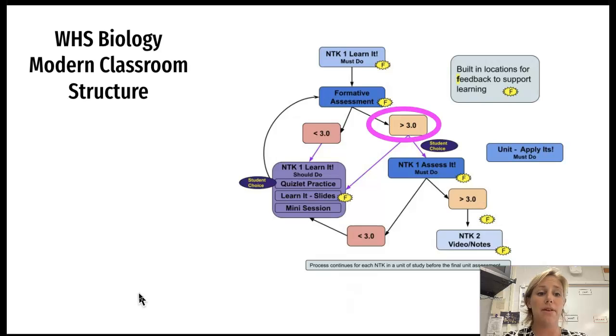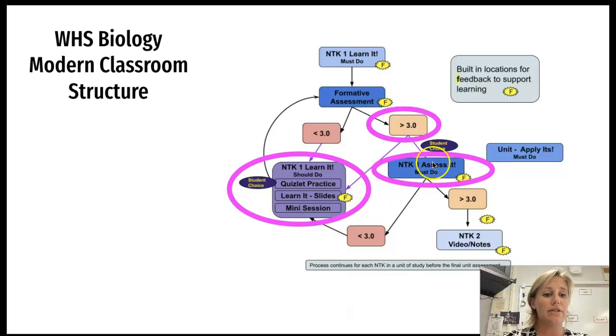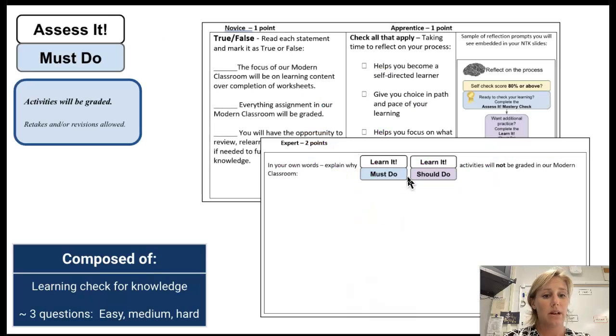However, if you score above a 3.0, that means you're probably ready for your mastery check. You can go ahead and do your learning check with your teacher, or if you want to do the extra practice before you do your learning check, you're more than welcome to do that too. The choice is yours. Your mastery check or learning check is composed of 3 questions, an easy, a medium, and hard question that are related to the concept you just learned. This is going to help me as a teacher figure out if you have learned that concept. This is the assignment that will be graded and will be put in your classwork category of the grade book.